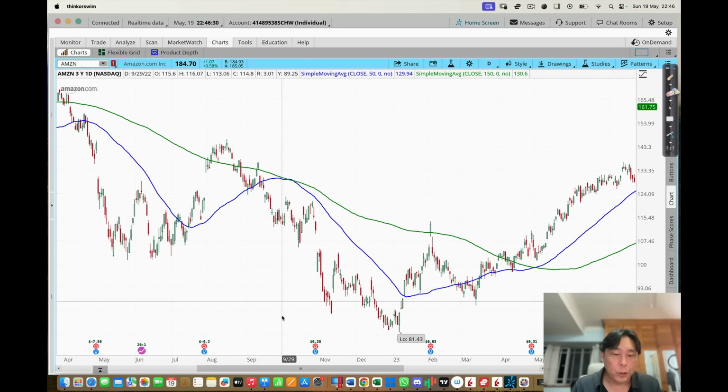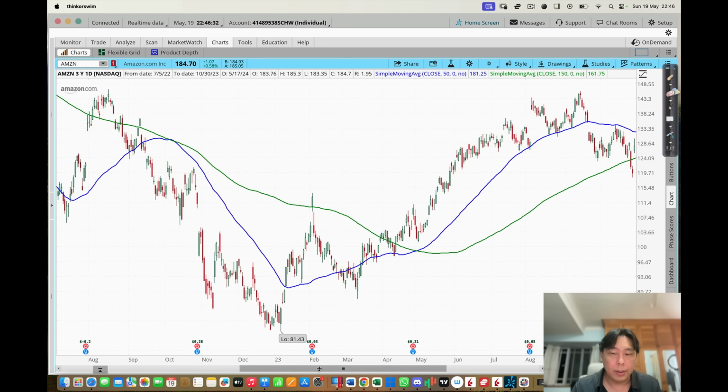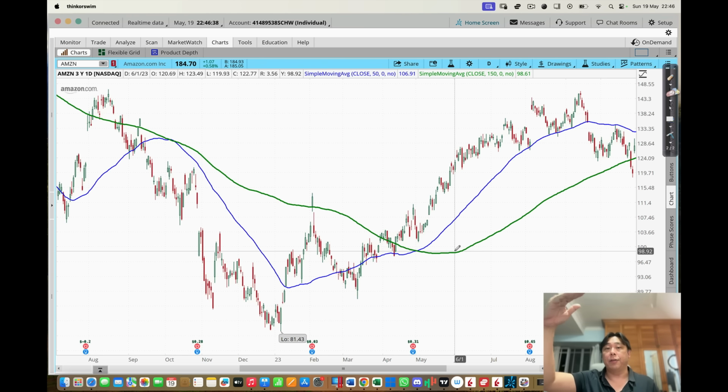Okay, so where's the new uptrend? The new uptrend would be here. The 50 crosses above the 150, so now the Smurf is above the Hulk. The Hulk can carry the Smurf up, right? So it's an uptrend, that's how you recall it.